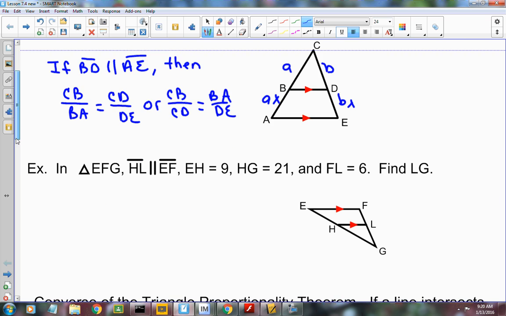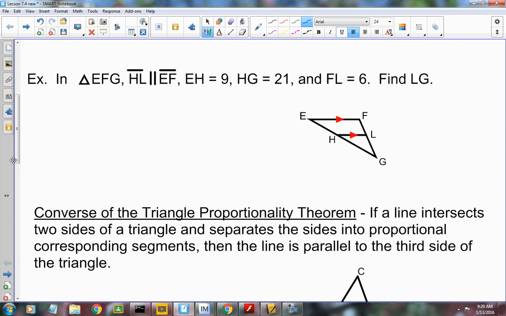So let's do some examples here. It says in triangle EFG, HL is parallel to EF. EH is 9. HG is 21. FL is 6. And LG is X. Okay, because that's what we're looking for. So what can we do here? Set up a proportion. What should it look like?